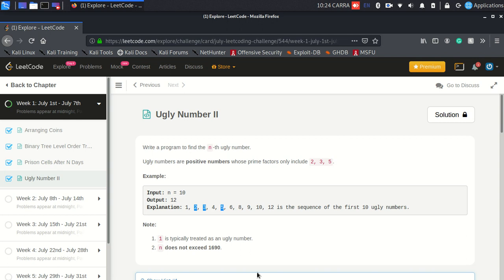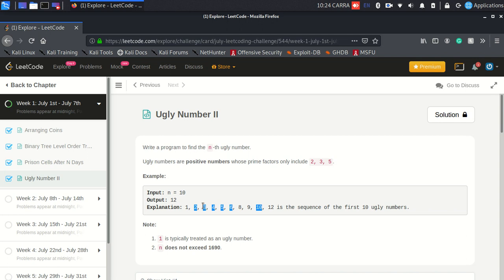So given the numbers 2, 3 and 5, if I need to generate more ugly numbers, I would multiply 2 with 2 so that I generate 4. I'll multiply 2 with 3 so that I generate 6. I would multiply 2 with 5 so that I generate 10. So 2 is exhausted, and I've generated 3 more ugly numbers by multiplying 2 with 2, 3 and 5.